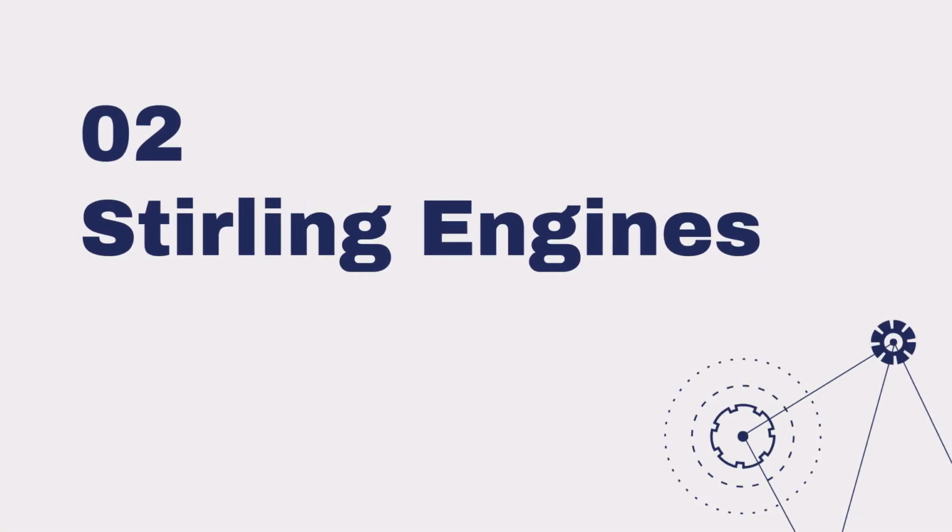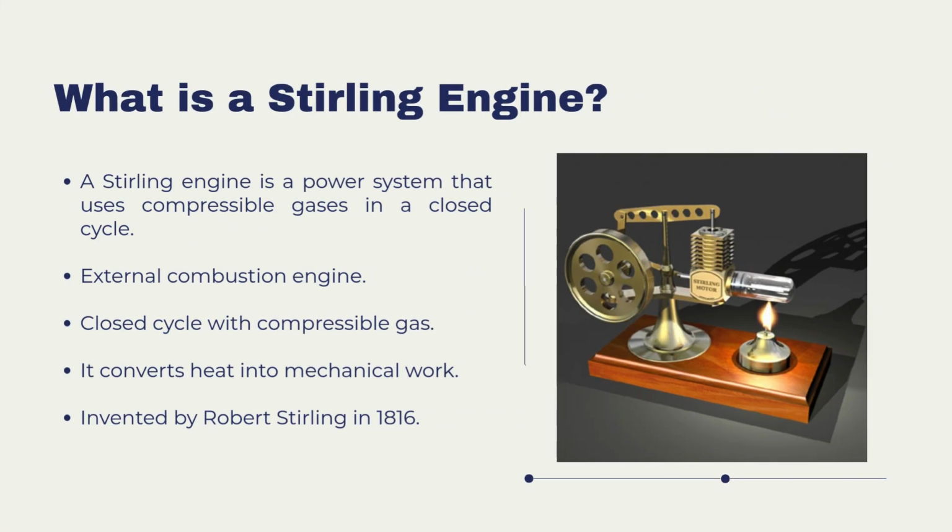Good day everyone. Today I will explain about the Stirling engine. What is a Stirling engine? A Stirling engine is a power system that uses compressible gases in a closed cycle. This means the gas doesn't escape. It just keeps moving around inside the engine.